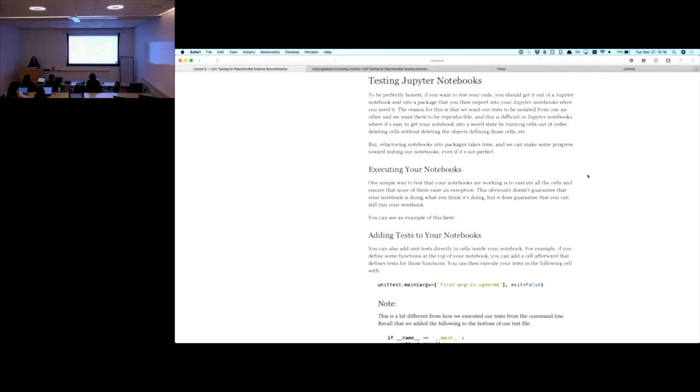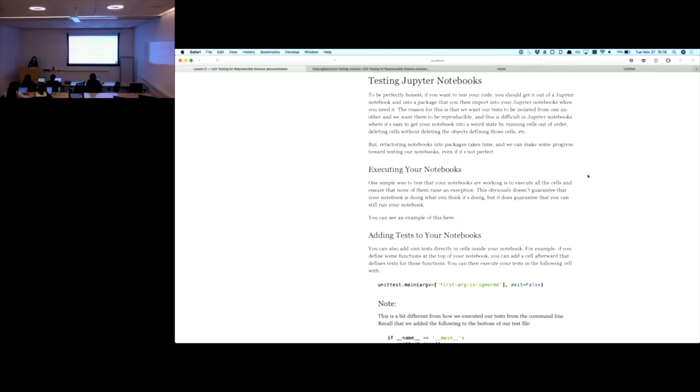So the first thing is that if you want to test your code, the best thing you can do for your code is actually to get out of a Jupyter Notebook, get it into a package, test it there, and then import it into your Jupyter Notebook. And the reason that I really encourage you to do that is that we really want our tests to be reproducible, right? So if we run them multiple times in a row, we want to get the same result.